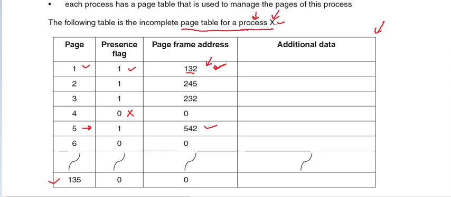What we can also see is that the additional data field has no values here, which basically means somewhere down the line this question is going to ask us to fill this field, right? So we're going to take a look at the question and see what it wants from us as far as additional data is concerned.